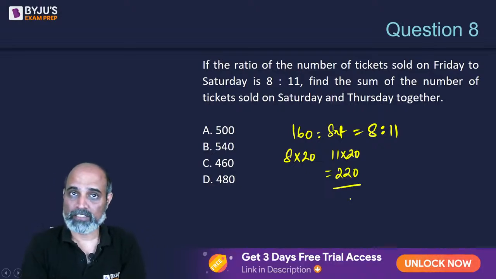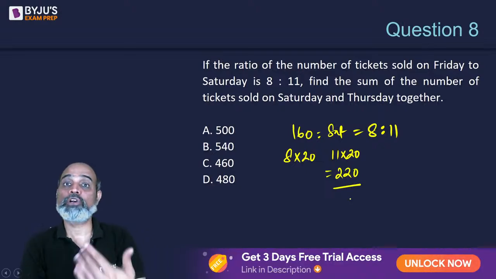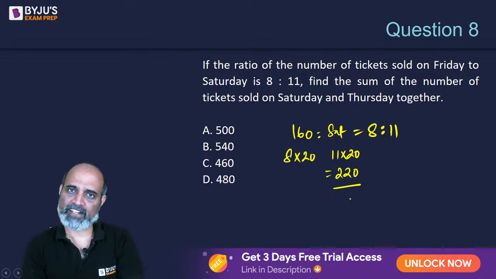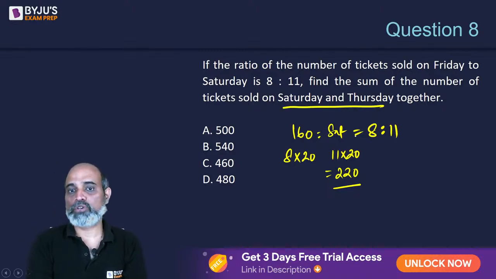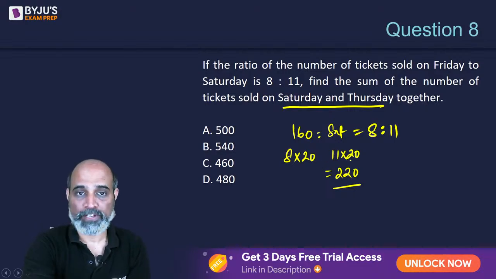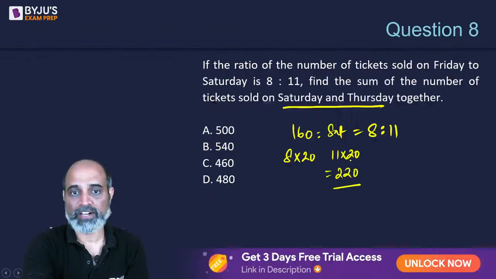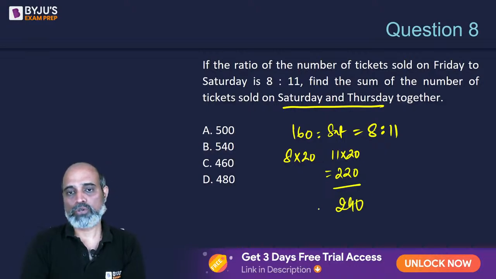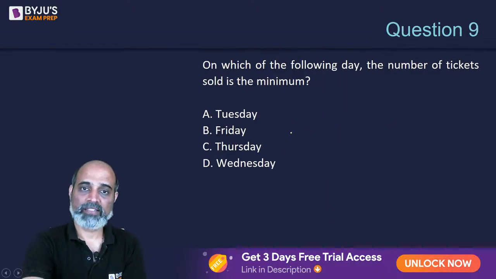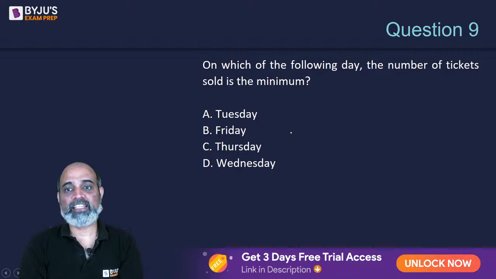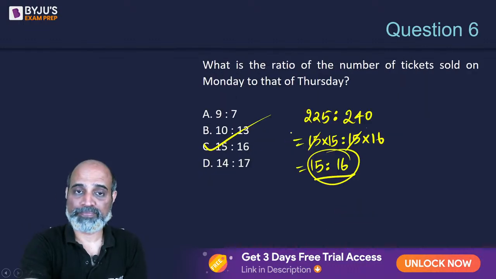or in the data, right? This is some forecasting that is being done, or Saturday also it was open and then we later on came to know that 220 tickets were sold. So we need to find out the number of tickets sold on Saturday and Thursday together. So Saturday's 220 we know, Thursday it is 240. So total is going to be 460. Option C. On which of the following day the number of tickets sold is the minimum?